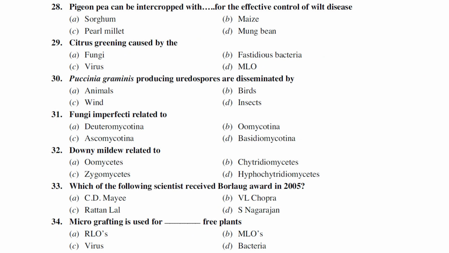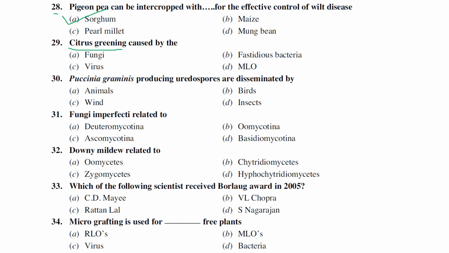Next one, PGNP can be intercropped with the dash crop for the effective management of the disease. Generally, this PGNP is intercropped with sorghum for the effective management of various kinds of PGNP diseases, and especially this wilt disease. Citrus greening is caused by Candidatus Liberibacter asiaticus.